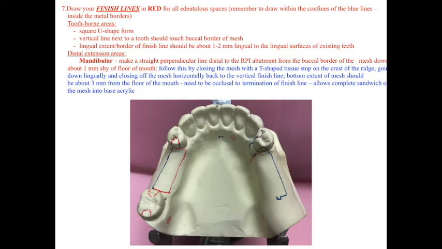When we do our major connector, we want it to really touch the tissue so it can provide stability and rigidity. However, on the edentulous area, the framework should fold over the ridge. Why should it fold over the ridge? Because we want it to eventually be embedded in the denture-base material.